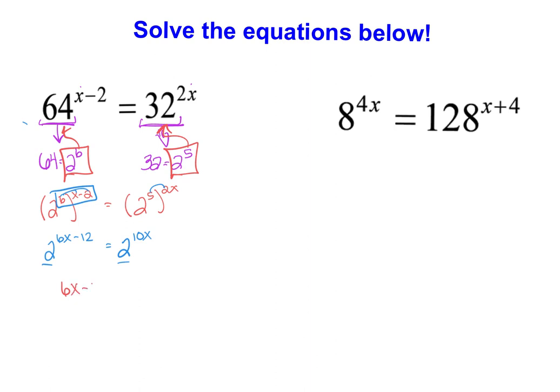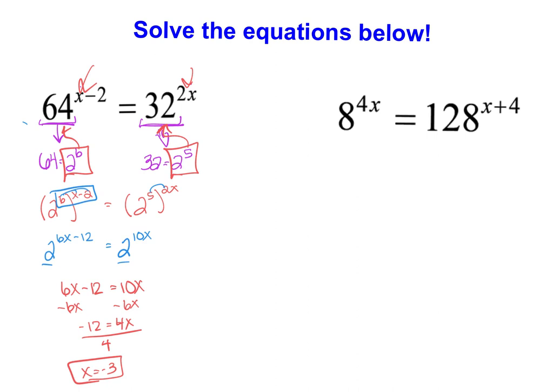So we have 6x minus 12 is equal to 10x. We subtract 6x on each side and get negative 12 equals 4x. Divide by 4, and we find that x is equal to negative 3. If I were to put x equals negative 3 back in place of those two x values, I would make this equation true. Now, let's move on and take a look at this next problem.